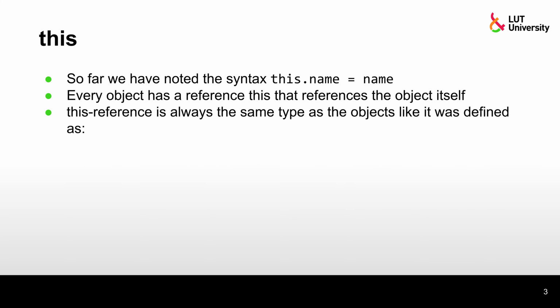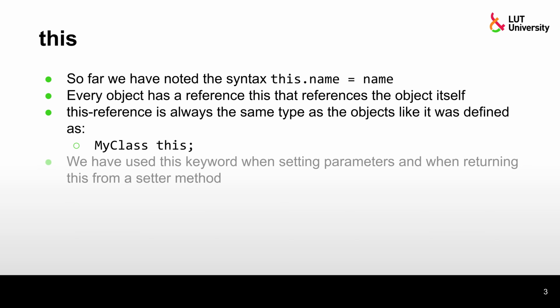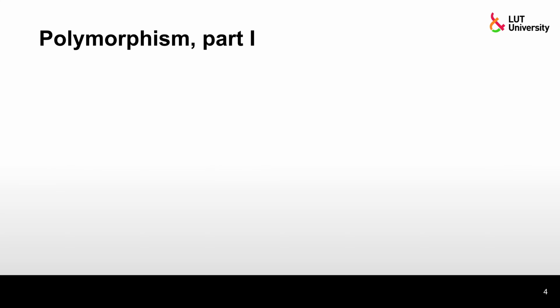So this reference is always the same type as the object, like it was defined by my class. So we would have a variable pointing to that object itself. And we have used this keyword when we have set parameters and also when we are returning this from a setter method, so then we can chain those set methods. But there is more.